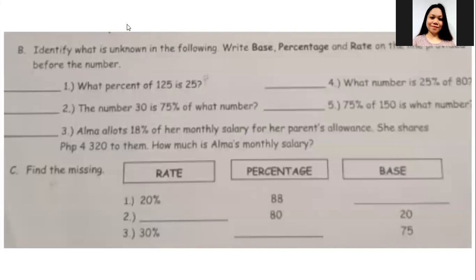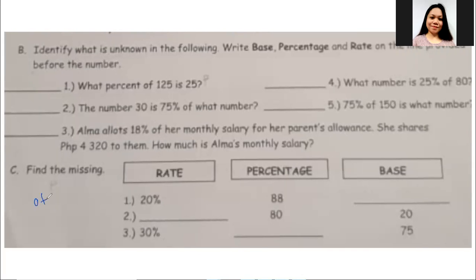Okay. It says here, identify what is unknown in the following: base, percentage, and rate. Here's the clue. When you see the word of in an equation, the number after that, just after the of, is your base. So every time you see the word of, because of means times, then the number after that will be your base. And obviously the rate is the one with the percentage sign. I know it's kind of counterintuitive, but the rate is the one with the percentage.